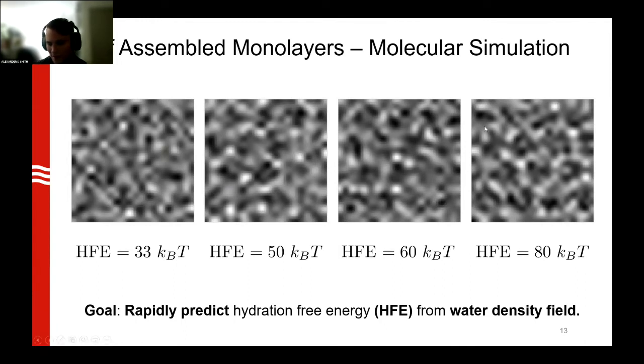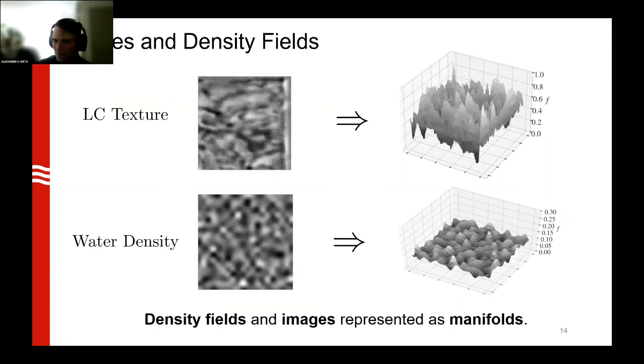What you can see is that this is somewhat of a difficult problem, because when we look from low hydration free energy to high hydration free energy, we're not seeing a tremendous amount of difference in these fields. But the way we can approach this is similar to the way we approached these liquid crystal textures that we were looking at. We can again represent this as a manifold with an associated function, perform our filtration, and obtain our Euler characteristic curve for these water density fields in the exact same way that we did it for the images.